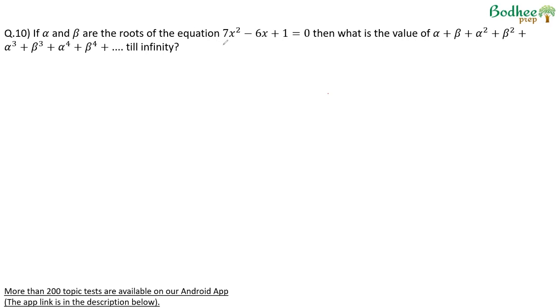Alpha and beta are the roots of the equation 7x square minus 6x plus 1 is equal to 0. What is the value of alpha plus beta plus alpha square plus beta square plus alpha cube plus beta cube and so on till infinity? The discriminant is 36 minus 28, which is 8. If you look at the roots of this equation, alpha and beta, the denominator will be 7 and the discriminant 8.